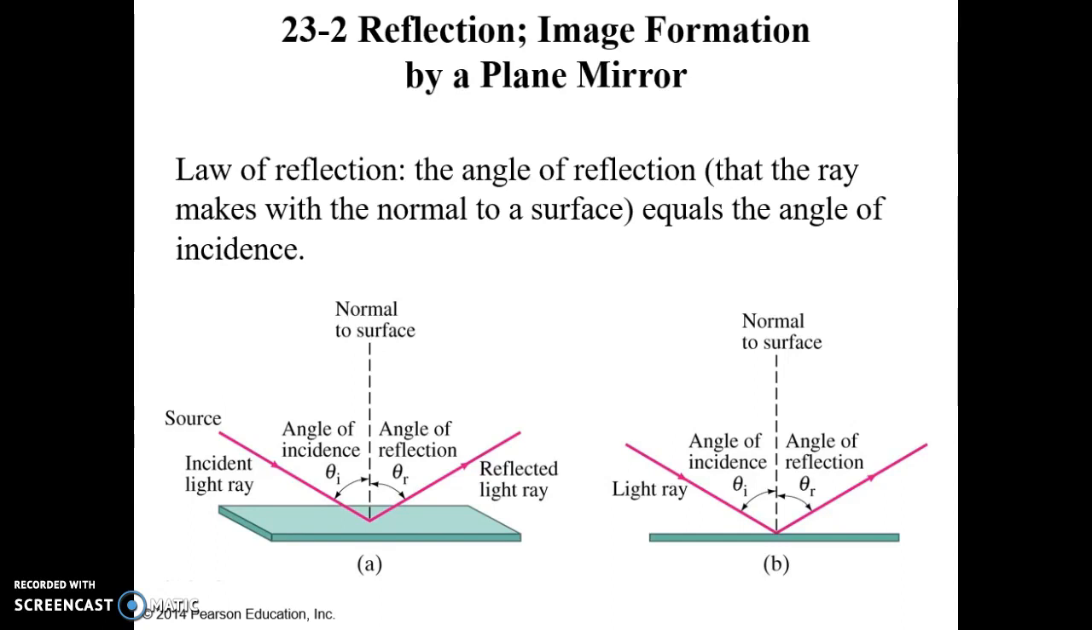When a narrow beam of light strikes a flat surface, we define the angle of incidence to be the angle the incident ray makes with the normal to the surface, and the angle of reflection is the angle the reflected ray makes with the normal. The law of reflection states that the angle of reflection equals the angle of incidence.